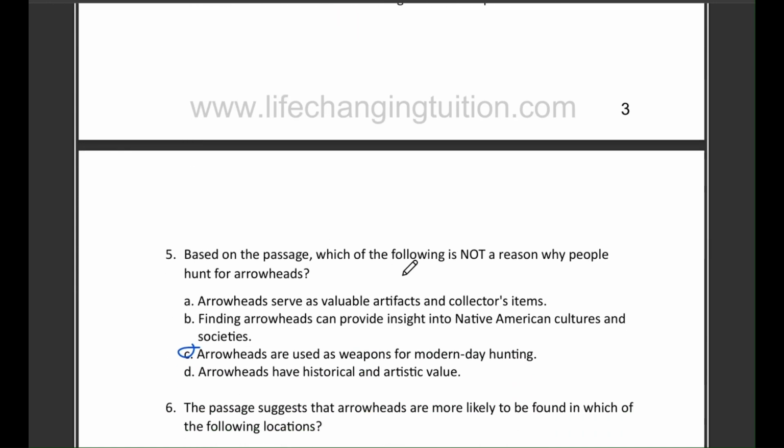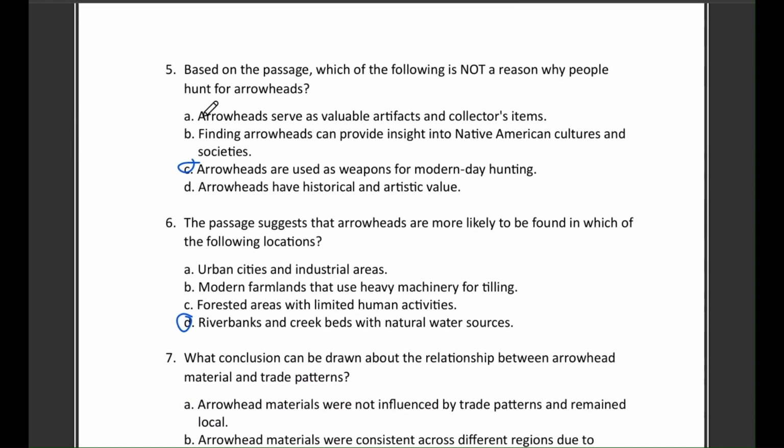Question 5. Based on the passage, which of the following is not a reason why people hunt for arrowheads? The choices here are: A. Arrowheads serve as valuable artifacts and collector's items. B. Finding arrowheads can provide insight into Native American cultures and societies. C. Arrowheads are used as weapons for modern-day hunting. Or D. Arrowheads have historical and artistic value.